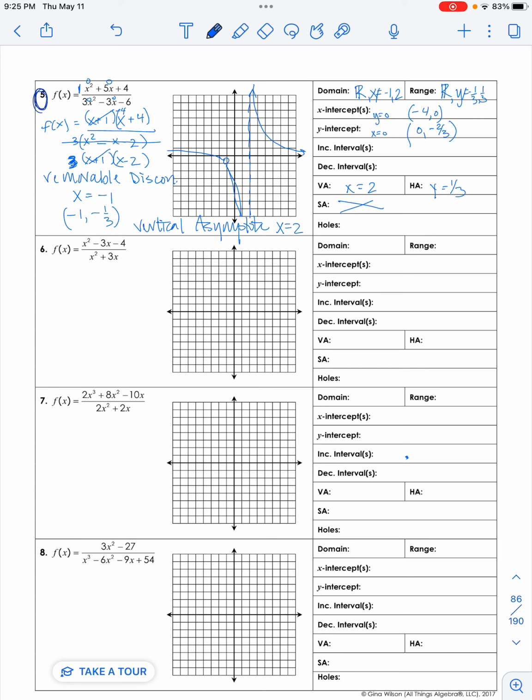Okay, this function is never increasing, and it is decreasing over the interval of all real numbers, I'm going to say, except where x can't equal -1 and 2. You could say that in a number of different ways. There is a hole at that removable discontinuity, -1, comma, -1/3. Okay, in the interest of time, moving on.